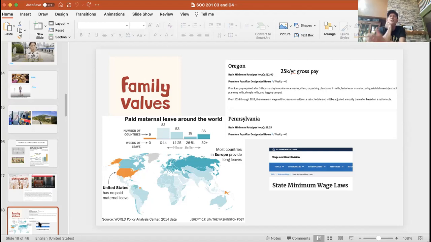We are the only nation in the industrialized world that does not have paid maternity leave or paternity leave. We are the outlier. So we talk about that idealized culture of being supportive of family, yet our policies don't always represent that. Even things like our minimum wage.